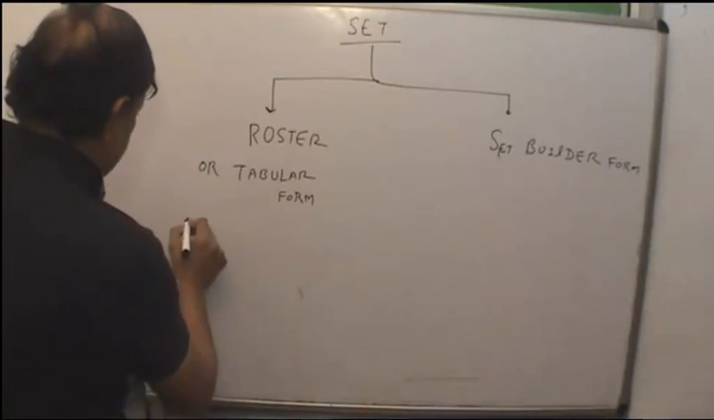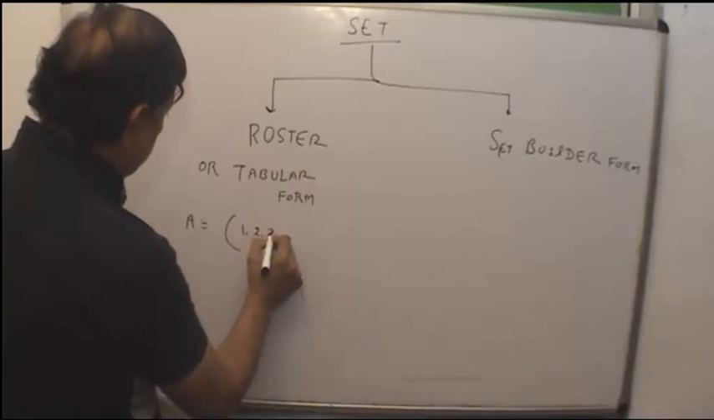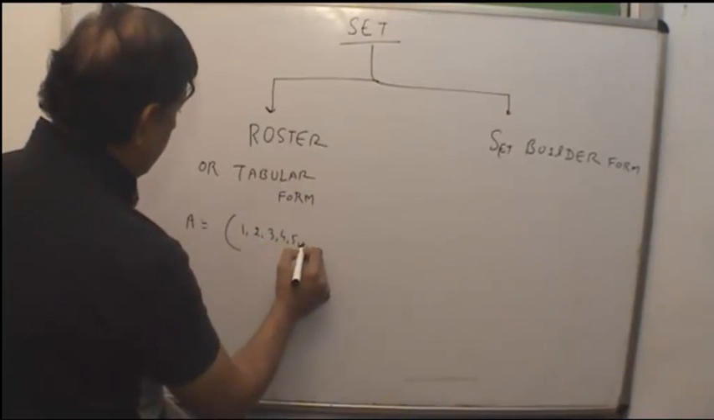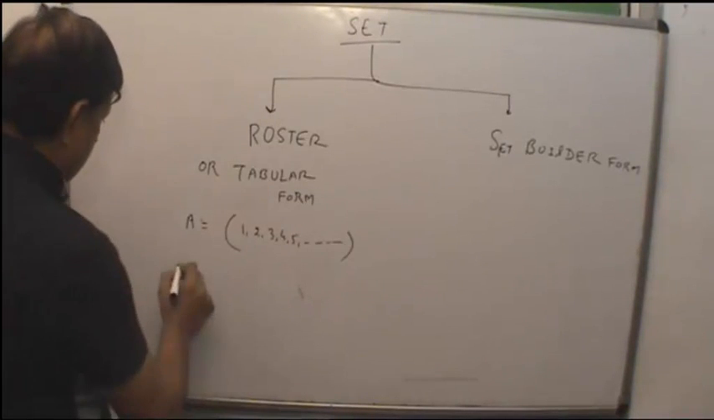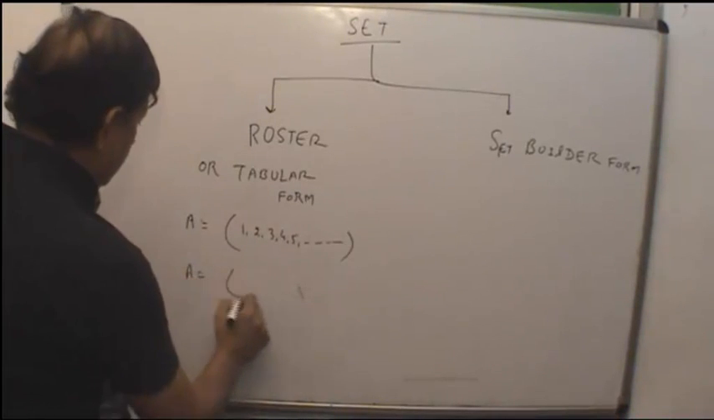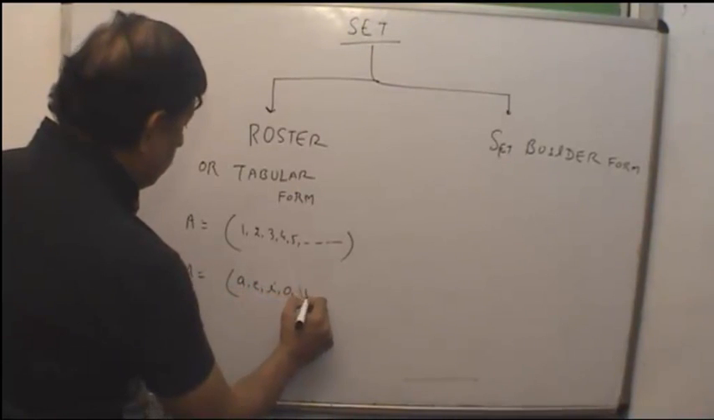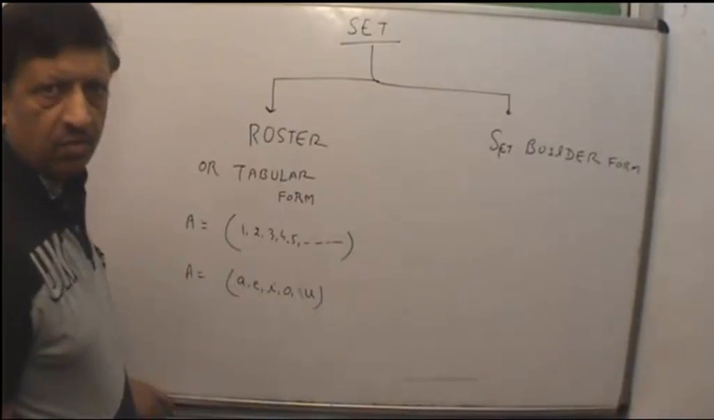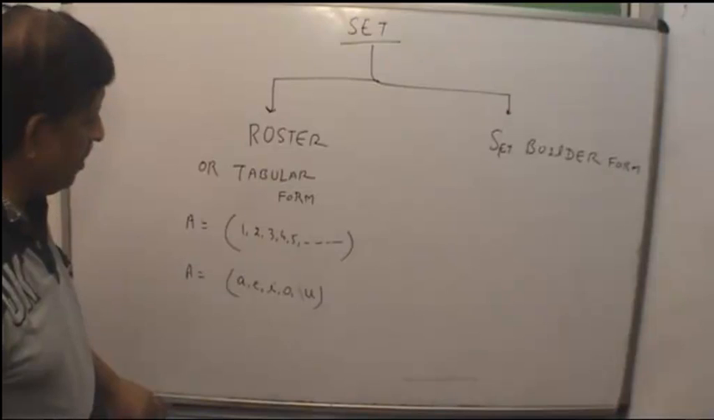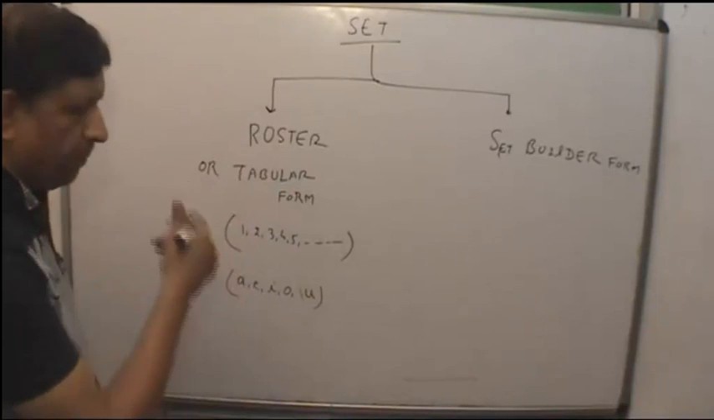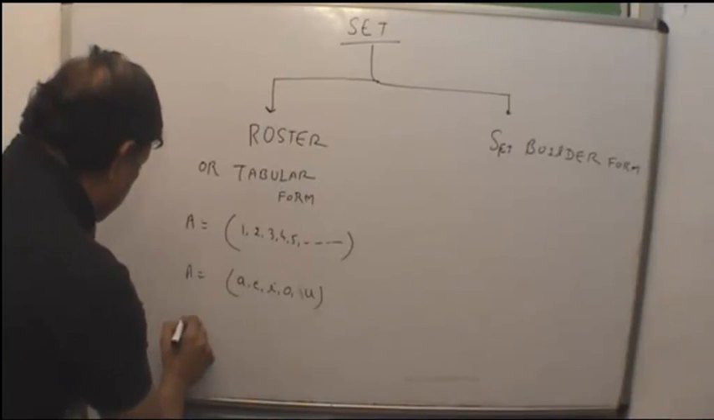Say we take a set A equal to 1, 2, 3, 4, 5 and so on. It is the set of the natural numbers. And say another set, A equal to {a, e, i, o, u}. It is the set of the vowels. If we write them in this form, it is the roster or the tabular form. We deal with this form mostly in this topic. We can consider some more examples.